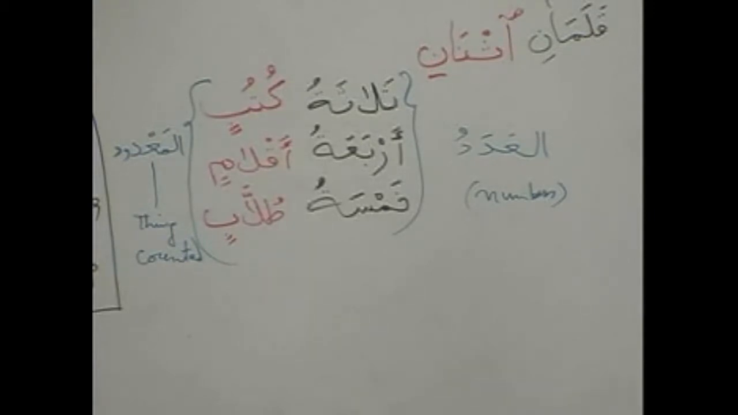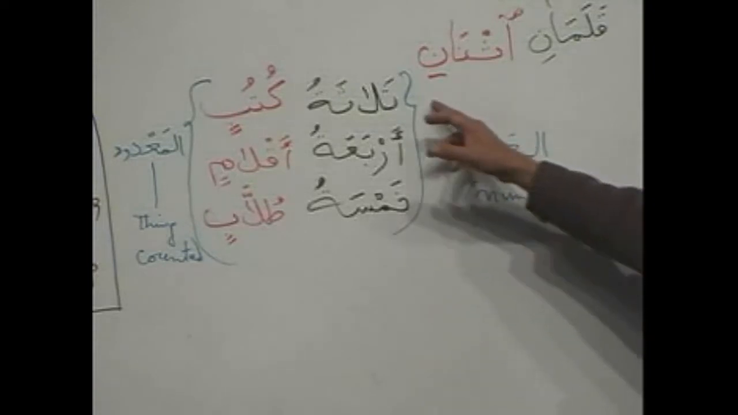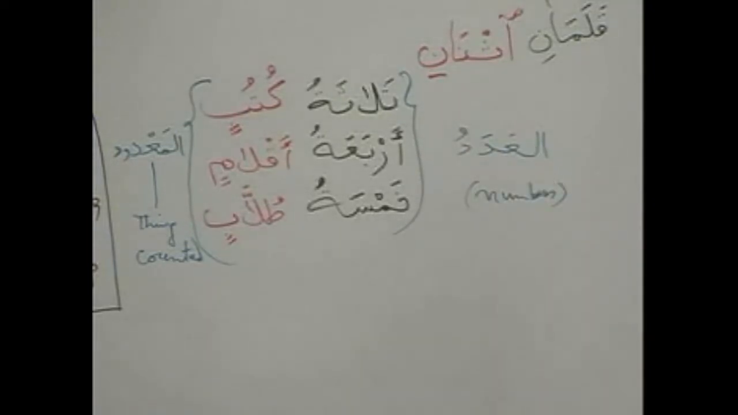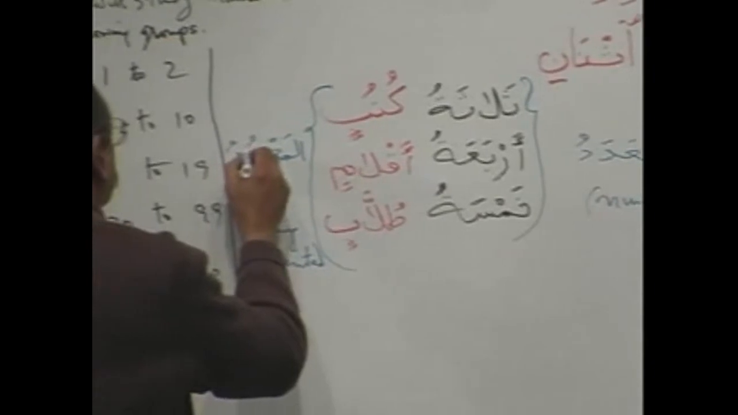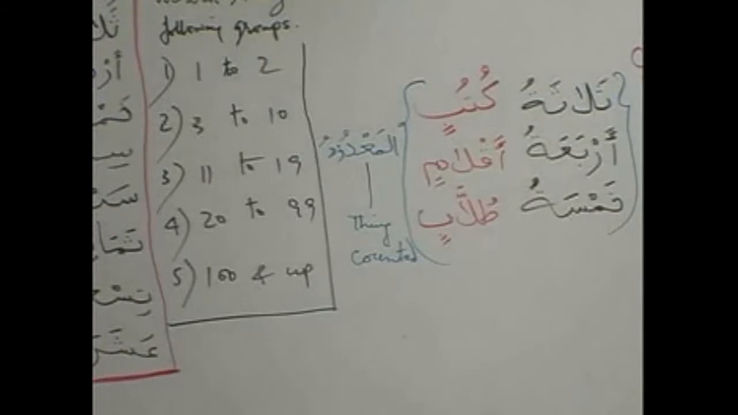Sahi? Now, what would you call this? The mudaf is called al-adadu, because it is the number. Okay, and then what is the mudaf ilayhi? It's a noun. And what is this called? Ma'dud. Are you with me? It is called Ma'dud. It means things counted.